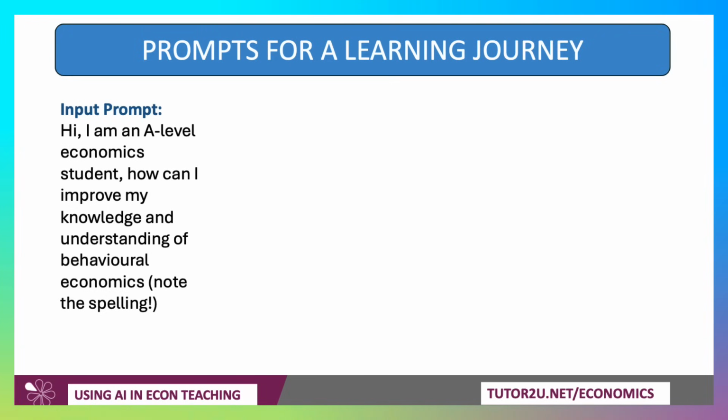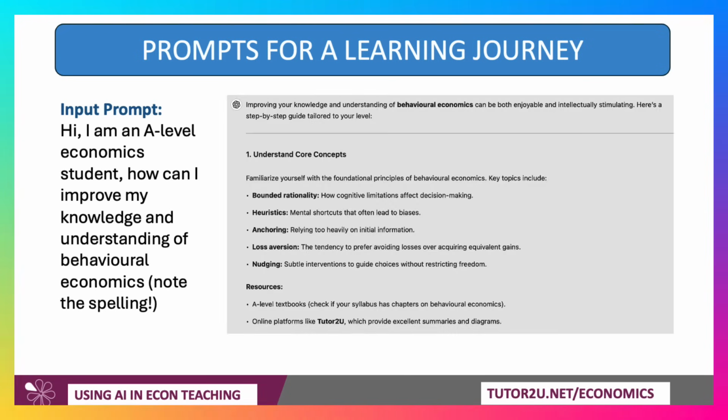So here's my input on the left-hand side. Hi, I'm an A-level economics student. How can I improve my knowledge and understanding of behavioural economics? Note the spelling. The note there to ChatGPT is to use UK English spelling. Here's the result that comes out, and some nice introductory concepts. Here's a step-by-step guide tailored to your level.